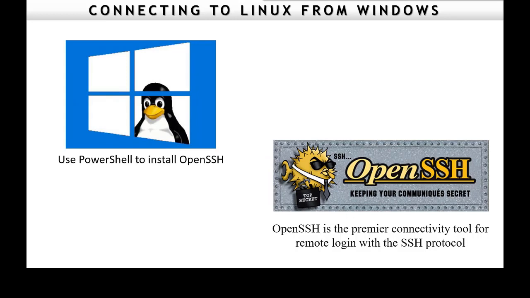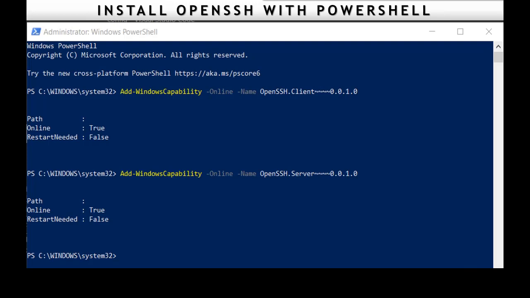To install that in Windows, you can do it with PowerShell. Here are the commands that I ran. As you can see, in PowerShell I use the Windows capability, and believe it or not, there's an actual client for OpenSSH and a server for OpenSSH. I am just adding the client to my Windows. You don't need the server. I'm just showing that it's available here.